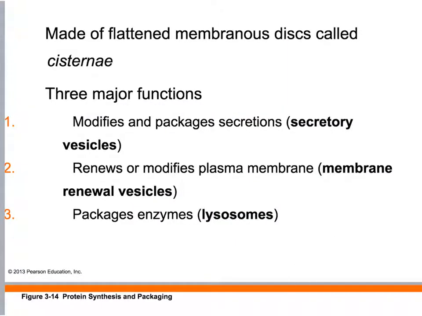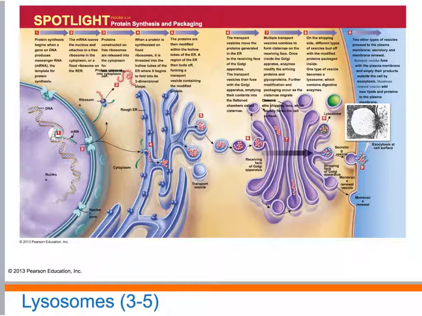Next, we have the Golgi apparatus, and it's made of flattened membranous discs called cisternae. It has three major functions. It modifies and packages secretions, it renews or modifies the plasma membrane, and it packages enzymes. Here is an image of the Golgi apparatus releasing its secretory vesicle.